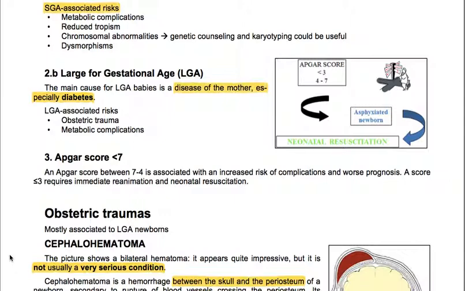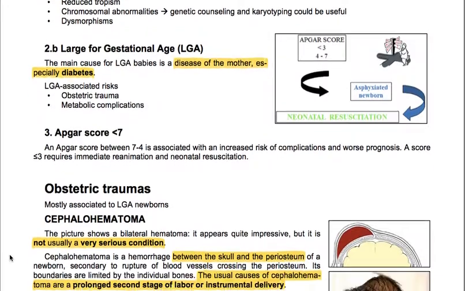To be large for gestational age, the main cause for large for gestational age babies is a disease of the mother, especially diabetes. Large for gestational age associated risks are obstetric trauma, metabolic complications. 3. Apgar score less than 7. An Apgar score between 7 and 4 is associated with an increased risk of complications and worse prognosis. A score less than 3 requires immediate reanimation and neonatal resuscitation.